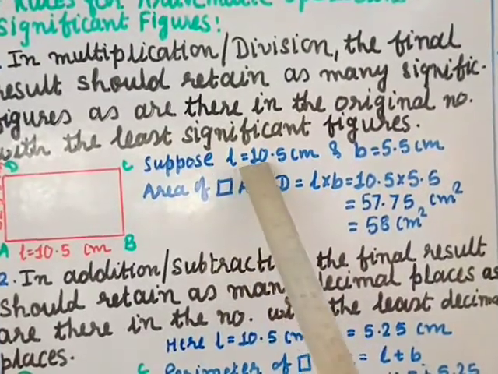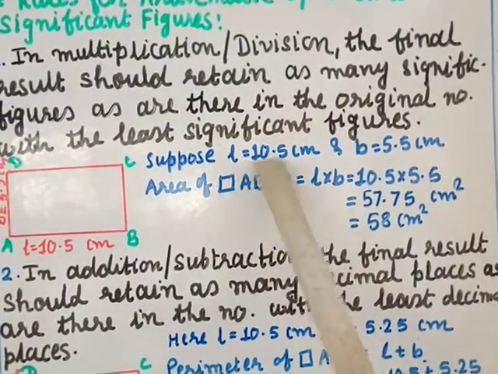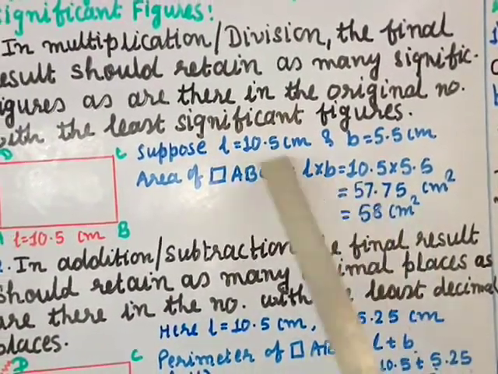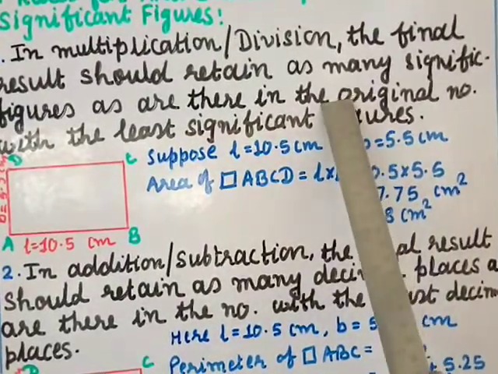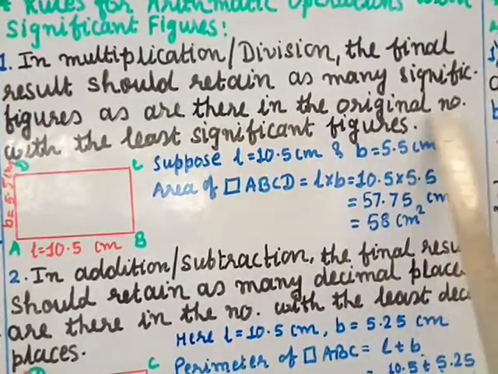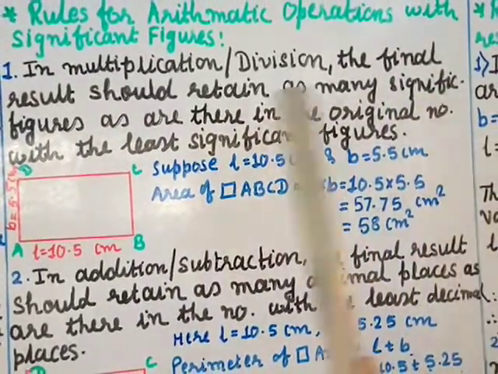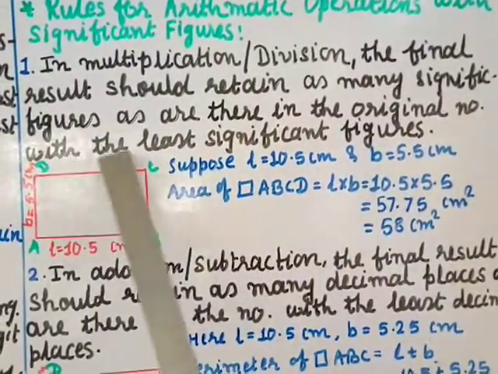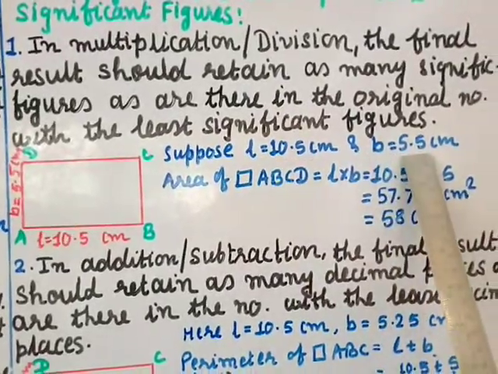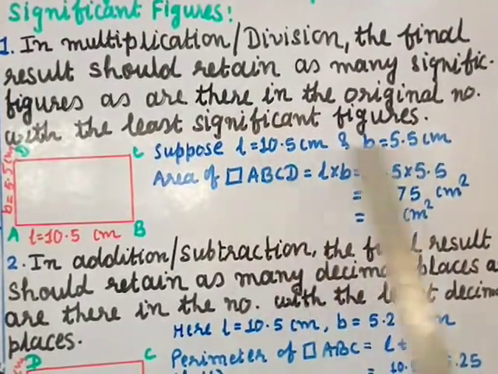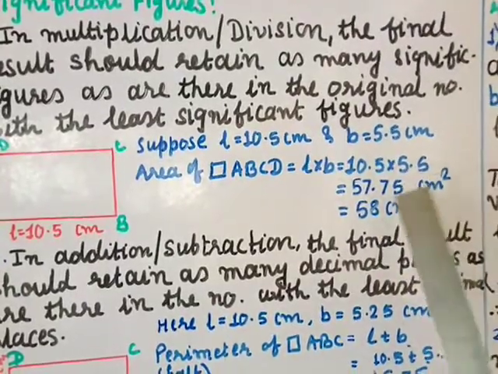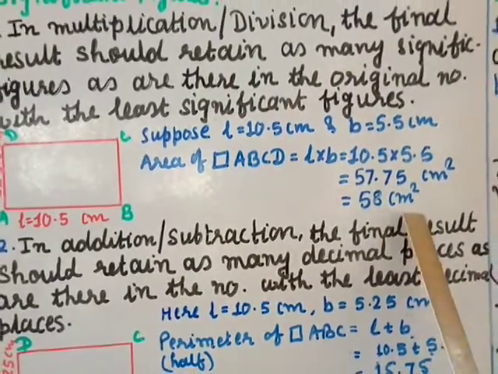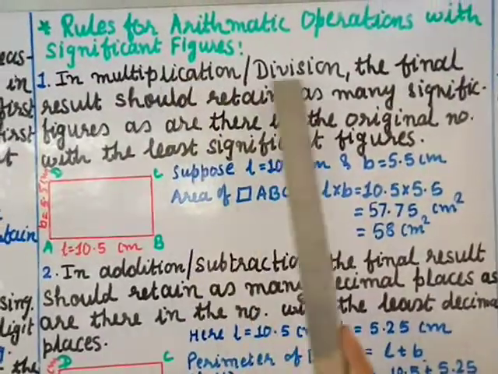Now in length, the significant digits are 1, 2, 3. In width, significant digits are 2. But in the answer you are getting 1, 2, 3, 4. But according to this rule, the result should retain as many significant figures as there are in the original number with the least significant figures. So here 3, here 2. So the least significant figures among these two is 2. So in the answer you should not have 4 but 2. So we should round off. When you round off, the 5 you will drop, and 57 becomes 58 centimeter square. Okay, so this is the rule for multiplication and division.